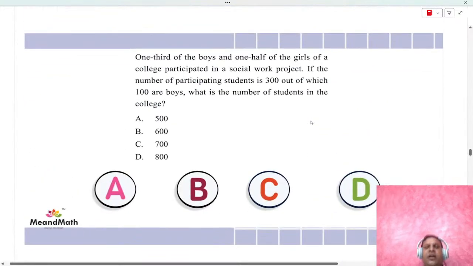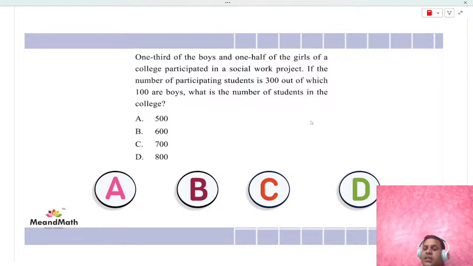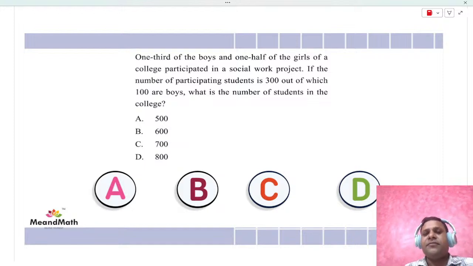One third of the boys and one half of the girls of a college participate in a social work project. If the number of participating students is 300, out of which 100 are boys, what is the number of students in the college? In the boys, one third participated, and in the girls, one half participated. This question is not difficult.